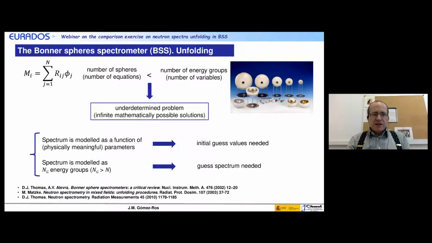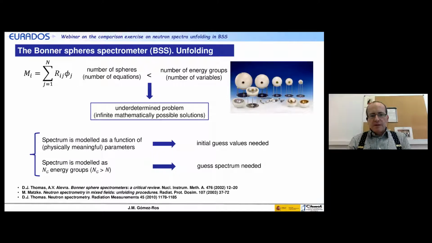Obviously, this unfolding problem is an underdetermined problem. It means that, from a strictly mathematical point of view, there are infinite possible solutions, all of them correct from a mathematical point of view. This arises from the situation that the number of spheres, that is, the number of equations, is usually much lower than the number of energy groups, which is the number of variables.